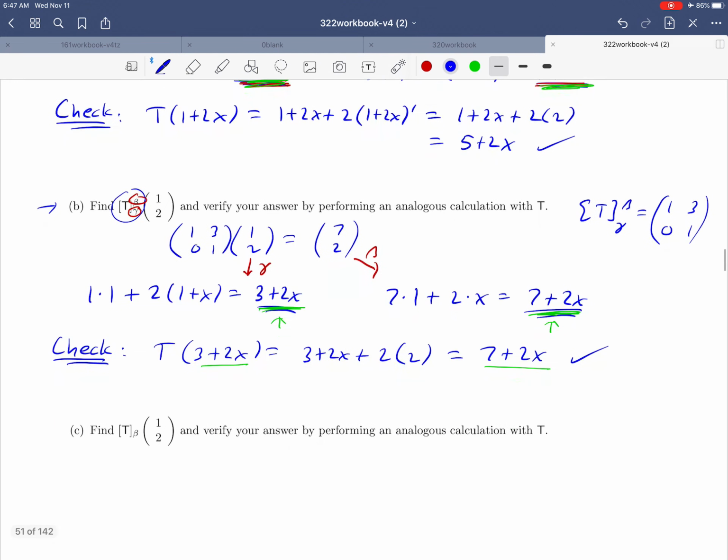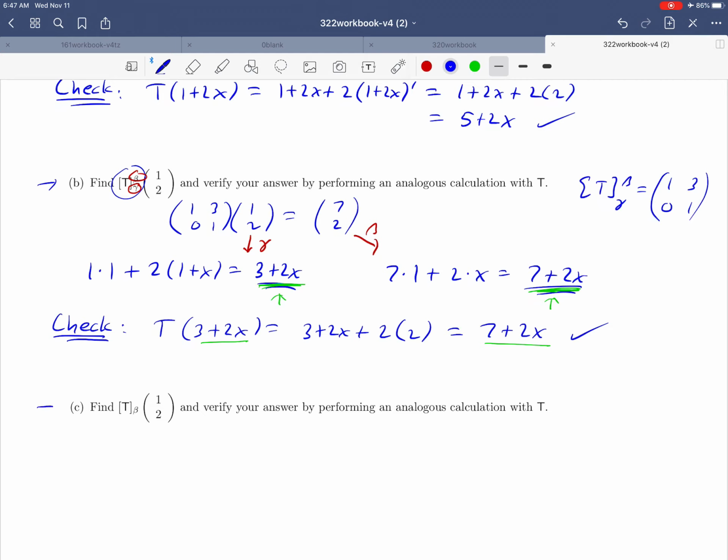All right, let's do one more, just to make sure that you've got the idea of what's going on here. Okay, so this time our matrix is T beta. Okay, I'm paging back and just noting that we calculated this previously to be 1, 2, 0, 1. They're asking us to take that and multiply it by 1, 2, which if we do that, we're going to get 5, 2.